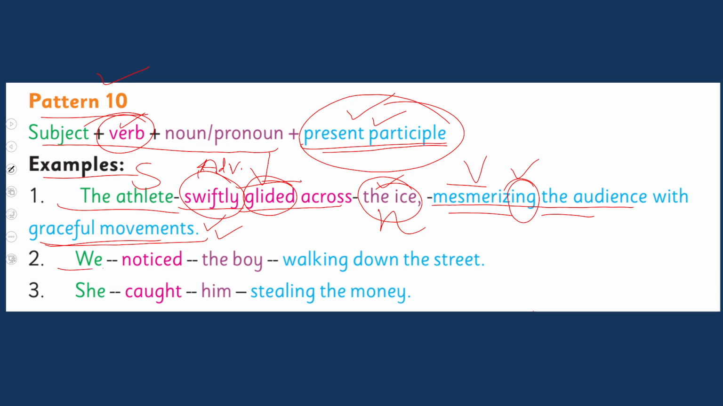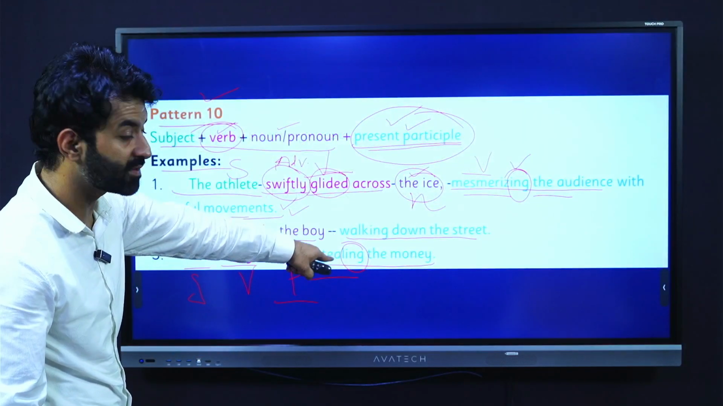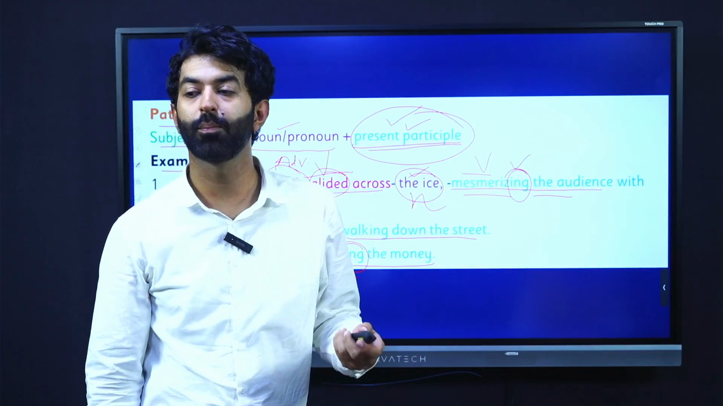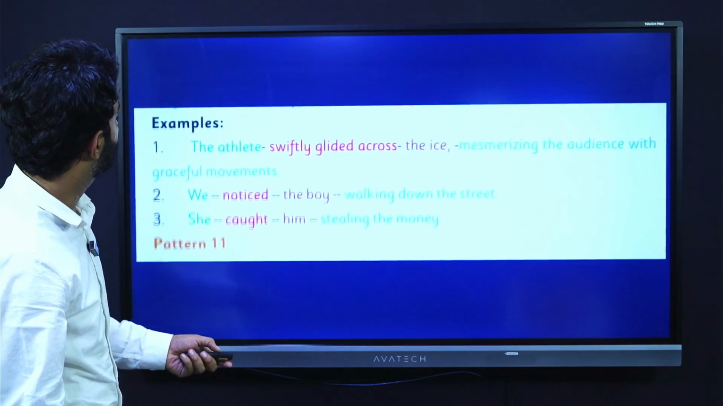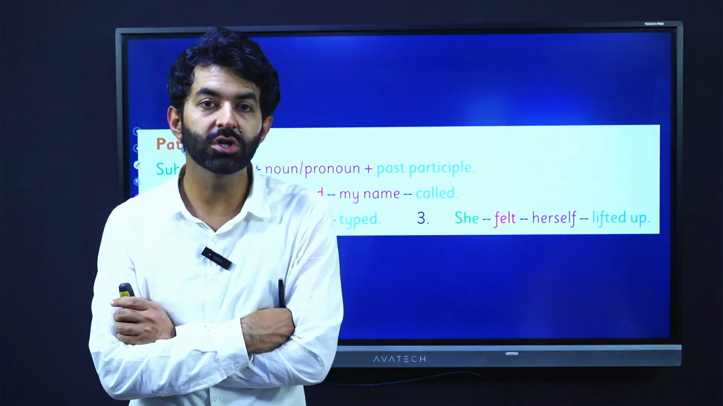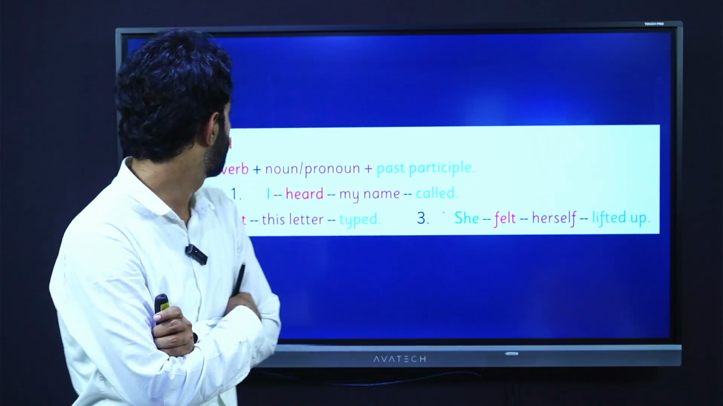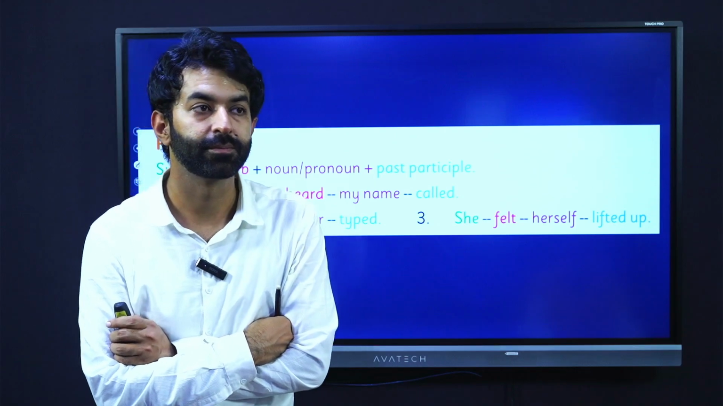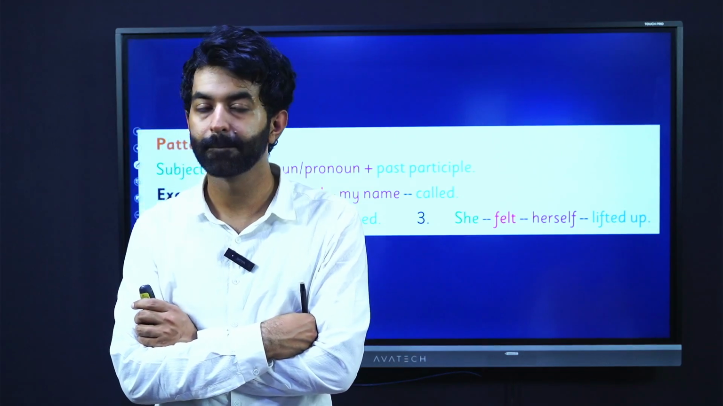We noticed the boy walking down the street. She caught subject, verb, then pronoun, stealing the money, present participle. When ing comes with your verb, that is what we call the present, because we are talking about the present. That's why we call it present participle. Now students, any confusion in patterns 8, 9 or 10? Is it clear? Yes. All right.